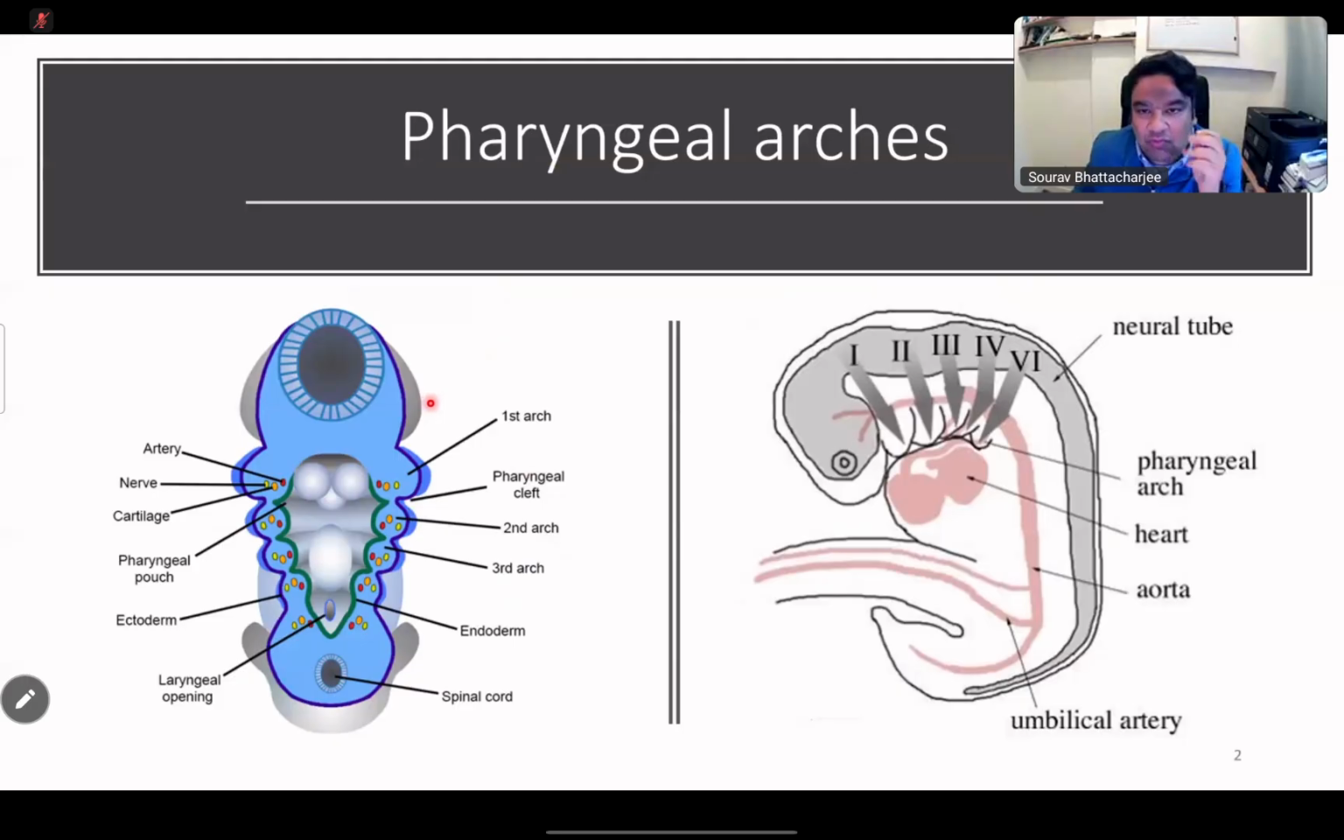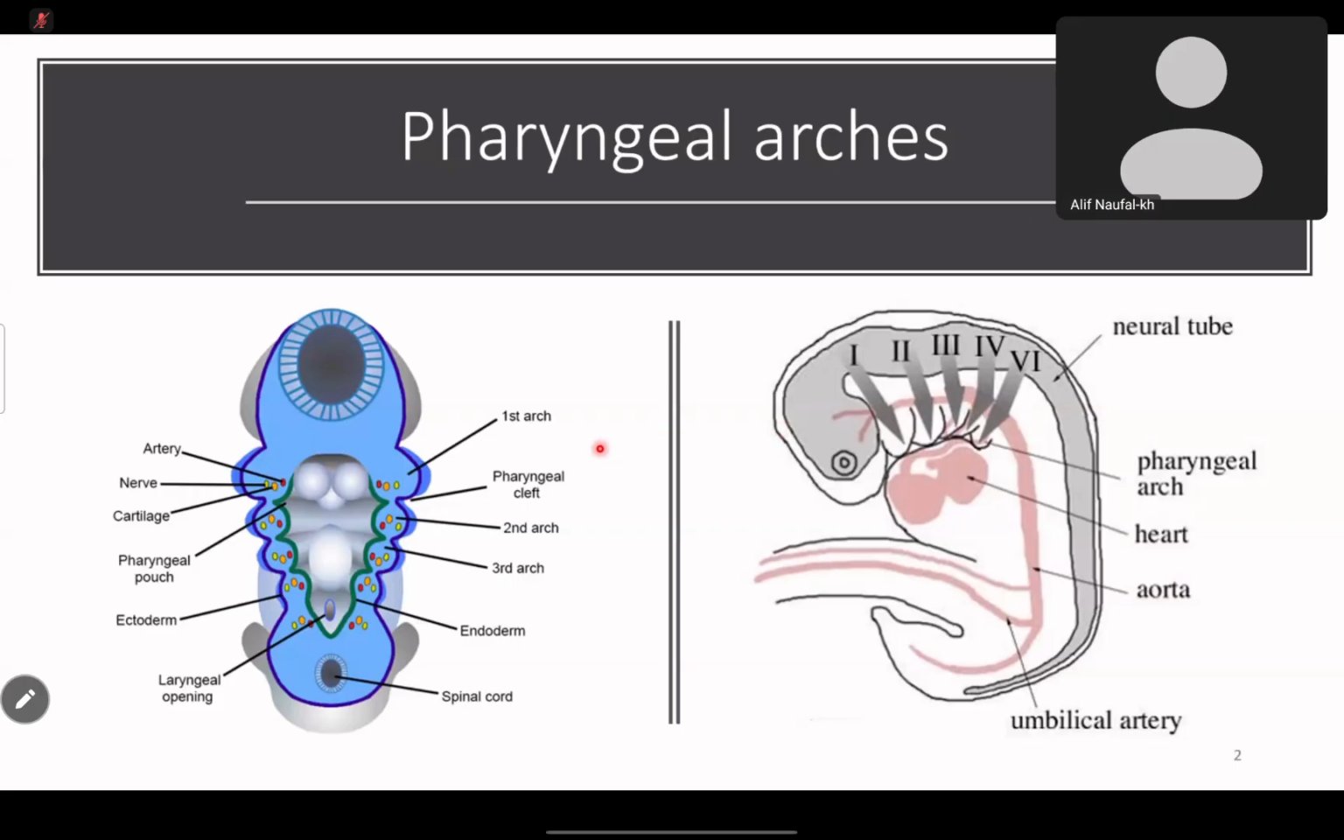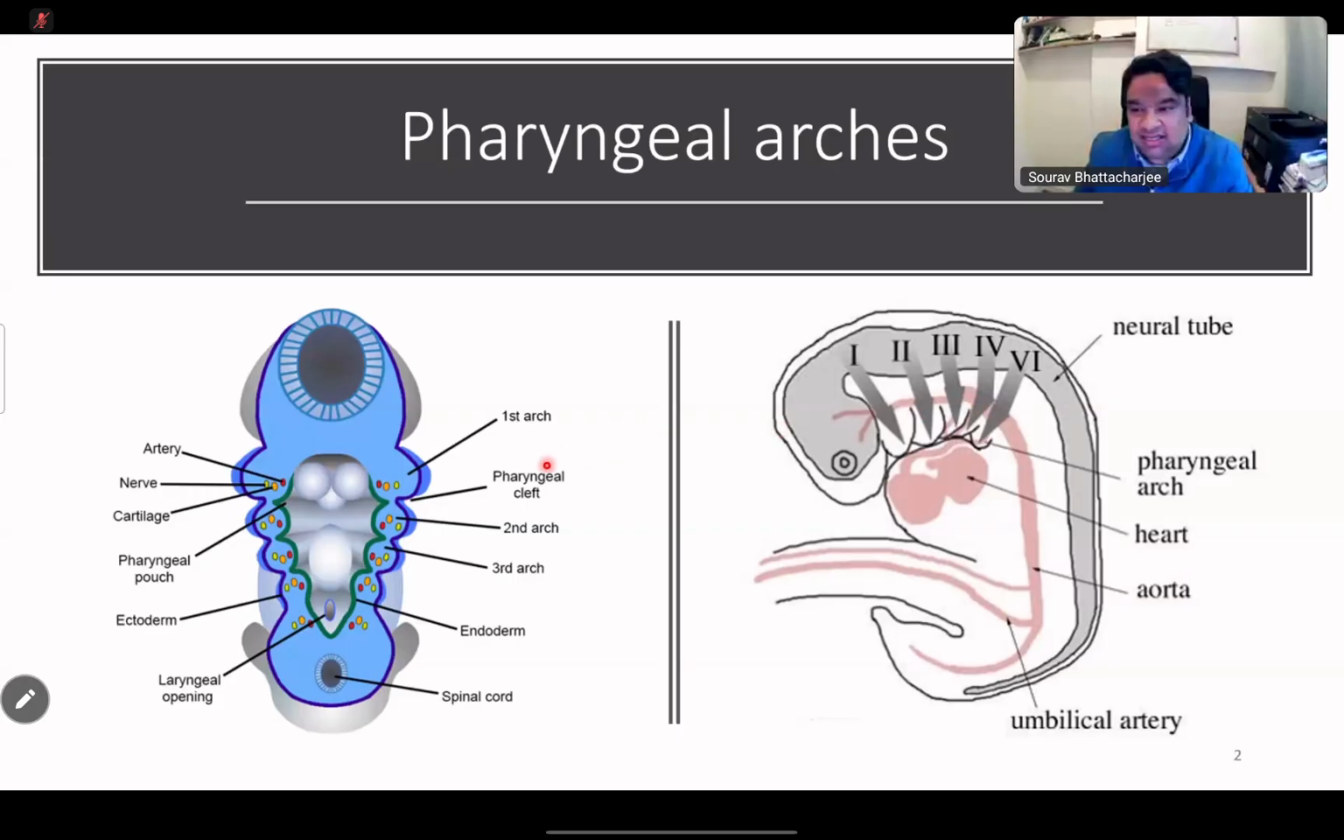Now if you come over to this figure, you will see we are basically remaining with pharyngeal arch 1, 2, 3, 4, and 6. Number 5 somewhere disappears. Now, for each pharyngeal arch, you will have an artery, a vein, and a nerve, and also a cartilage.